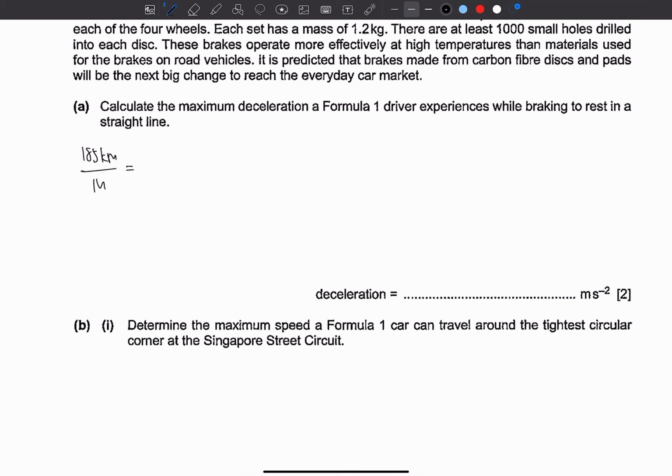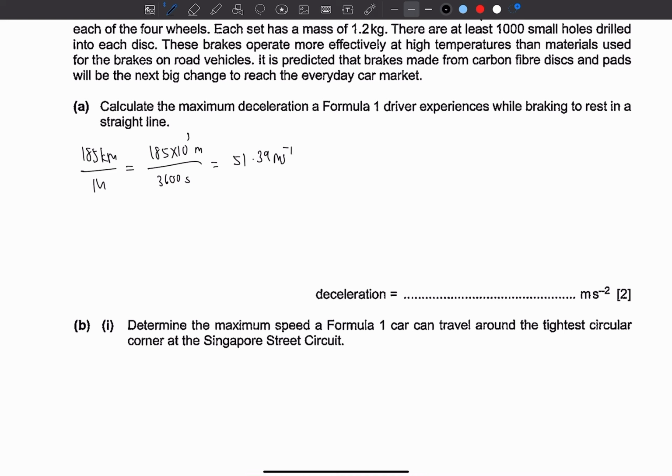So the first thing is we need to convert 185 kilometers per hour into meters per second. So 185, and 1 hour has 3,600 seconds. So if you do the math, you will arrive at 51.39 meters per second.